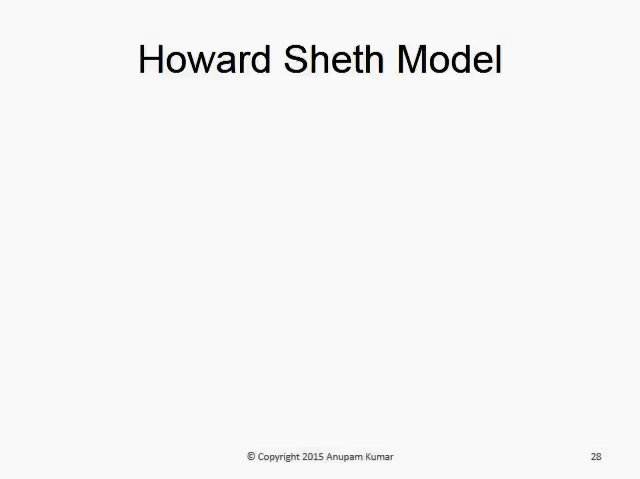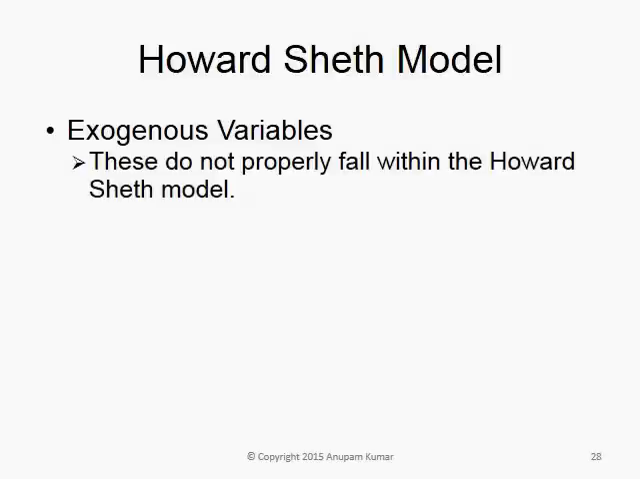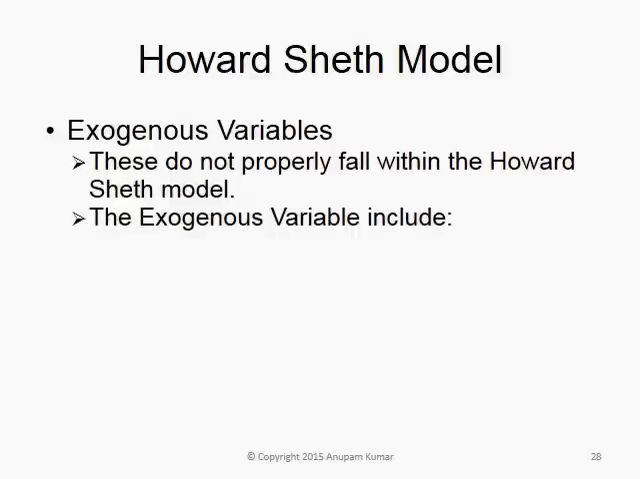Now coming to the last part of the Howard-Sheth model, which is the exogenous variables. These are those variables which have an outside effect on the complete buying behavior. They include importance of purchase. If you are going to your friend's marriage, you may tend to spend a bit more effort in choosing the right shirt. Or if the last time your bread was stale, you might be tempted to choose a different brand.